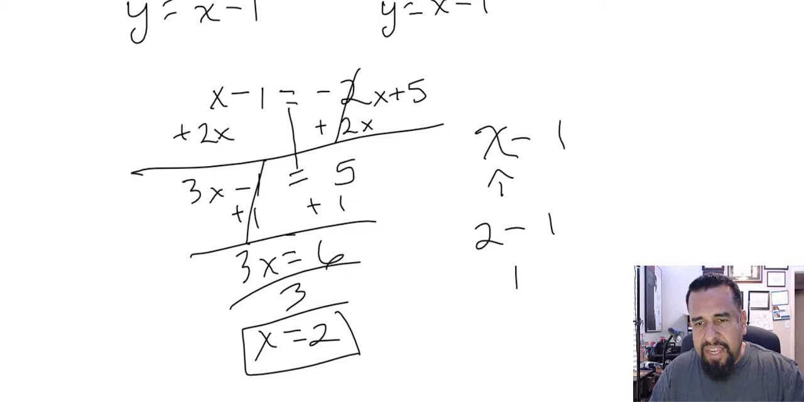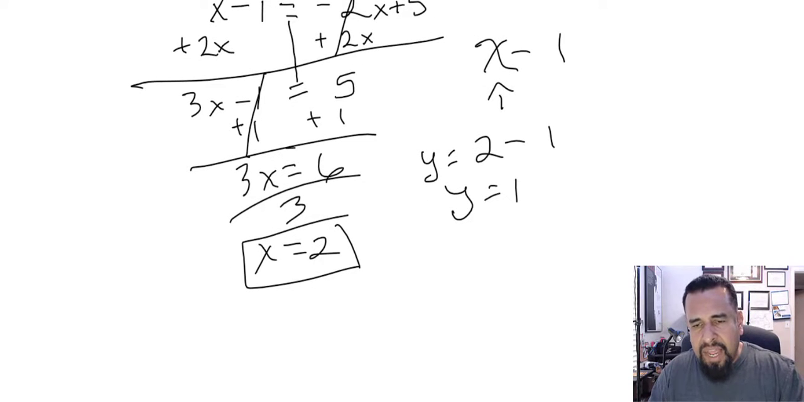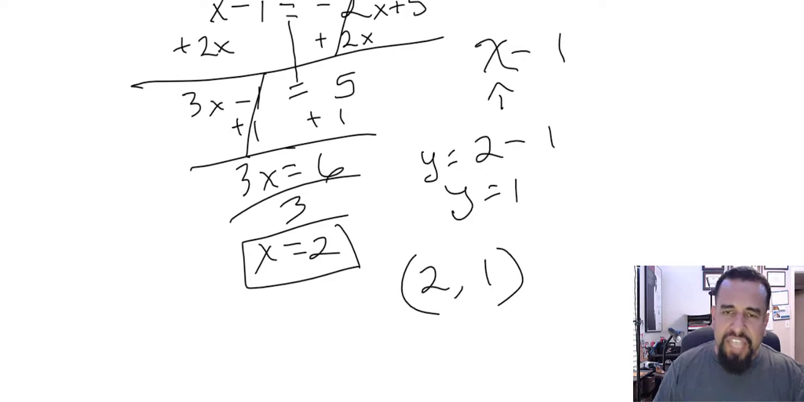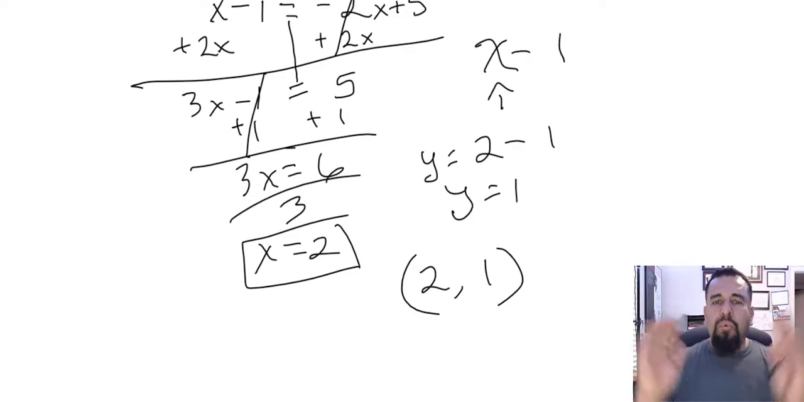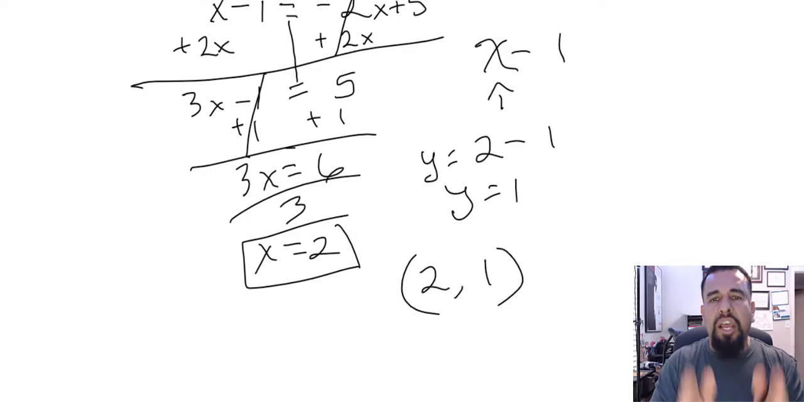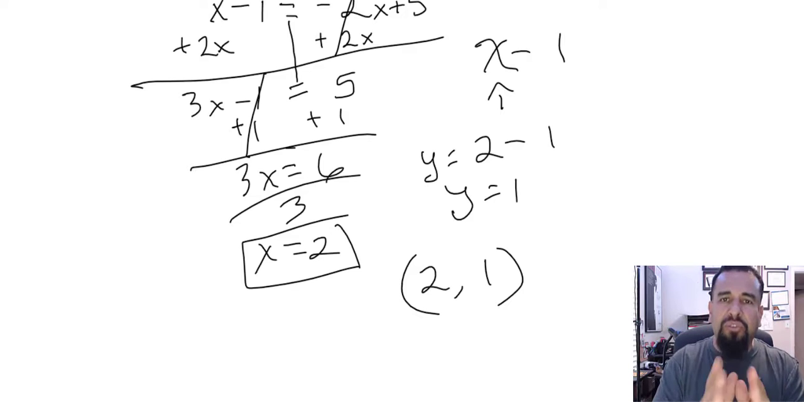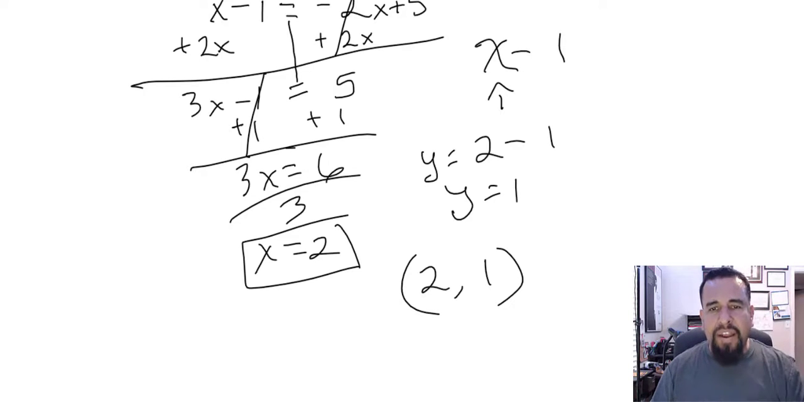So this right here is my y value. Okay, this is my y value. So I have my x and I have my y. Therefore, finally, I have 2 comma 1, which is my point of intersection. That's what it means. All right, there you go. We just solved a system of equations using the equal values method. Now let's find another one, and let's do another one of the methods.